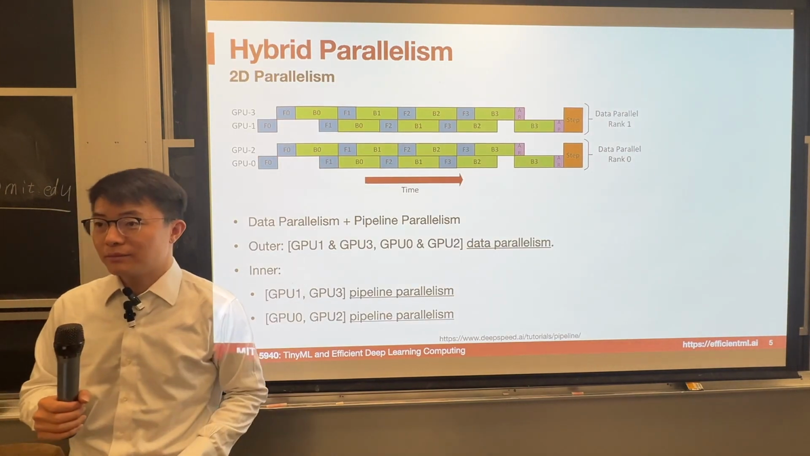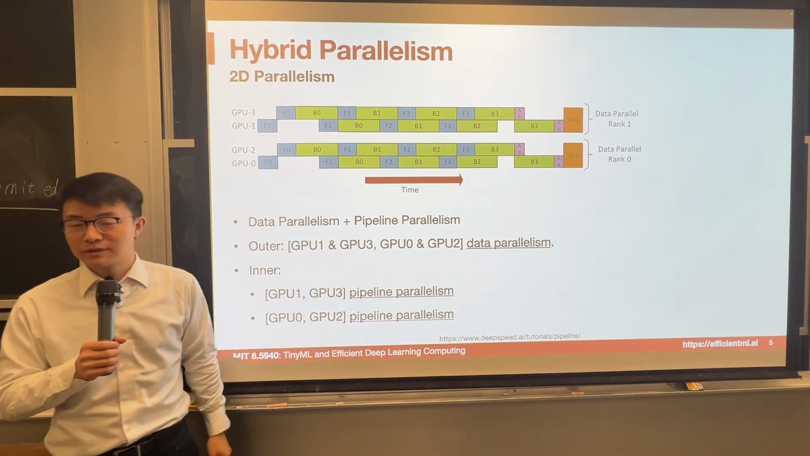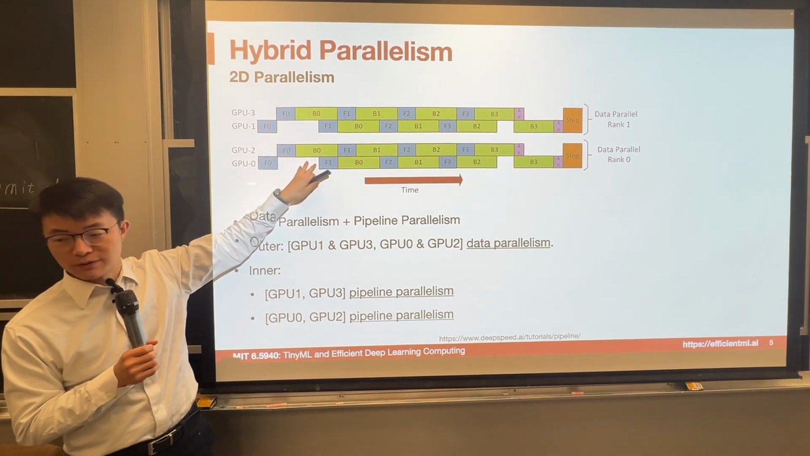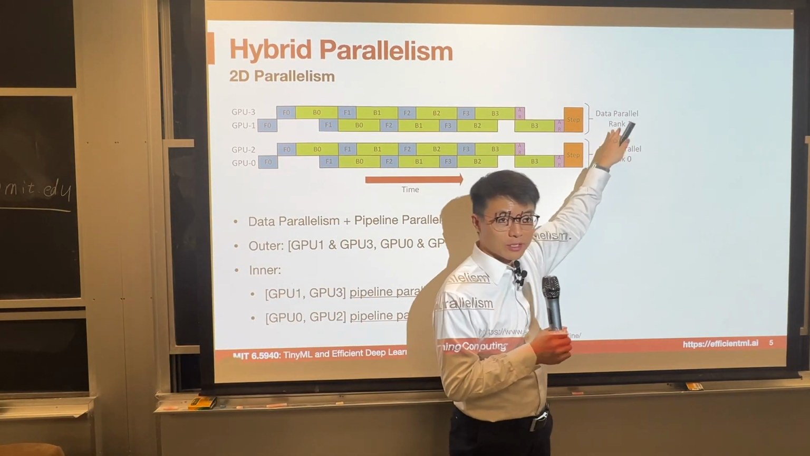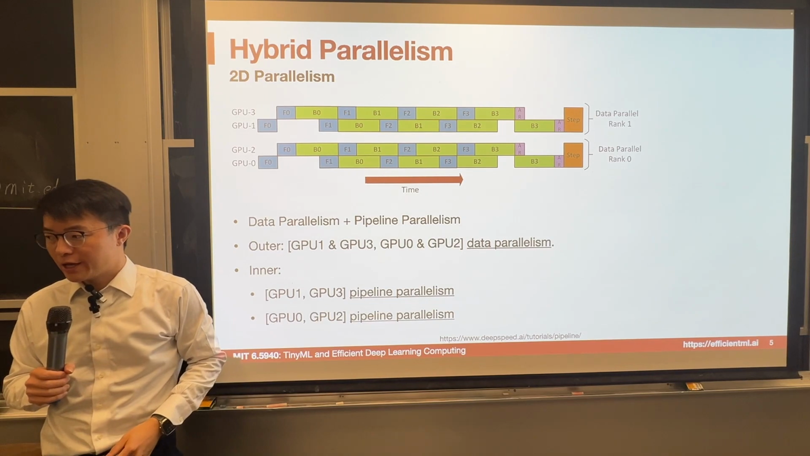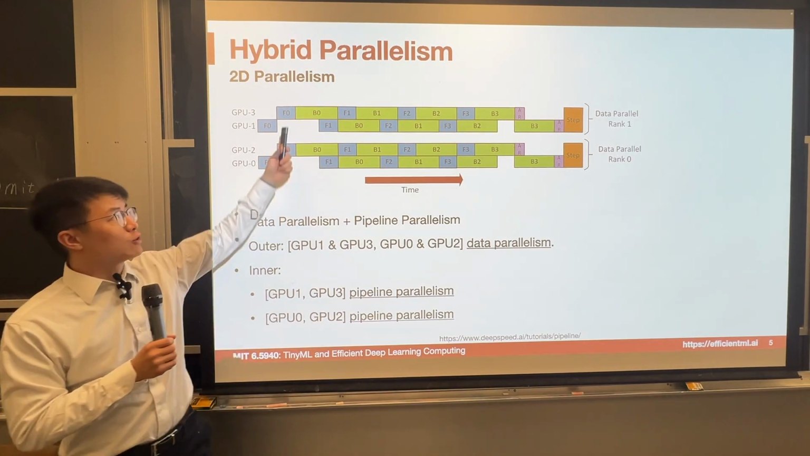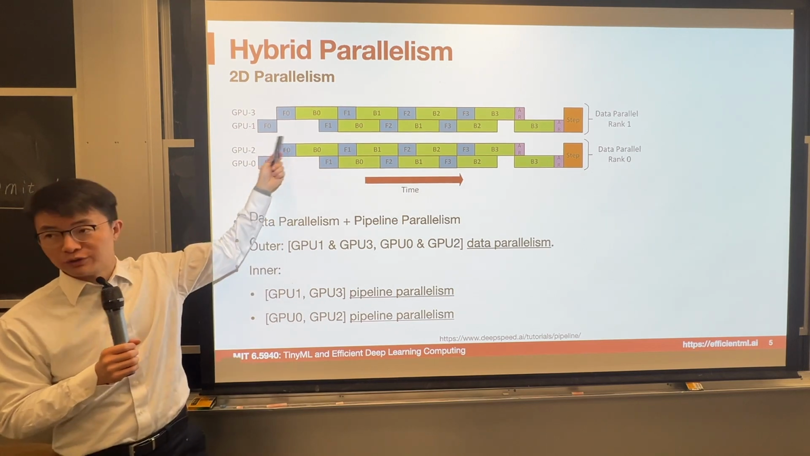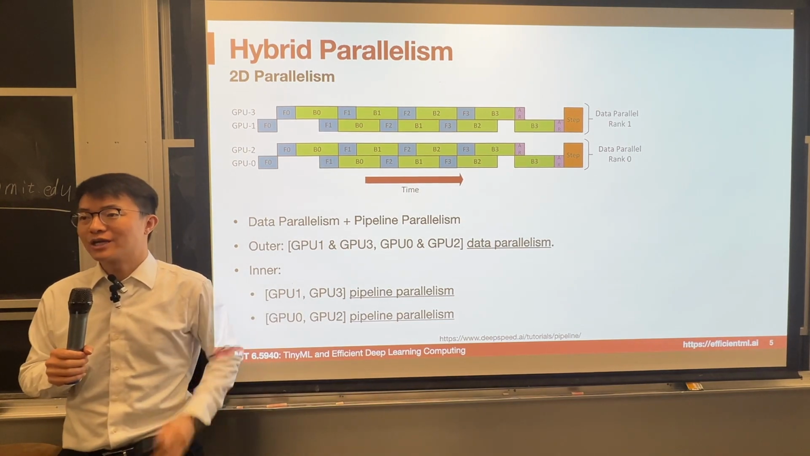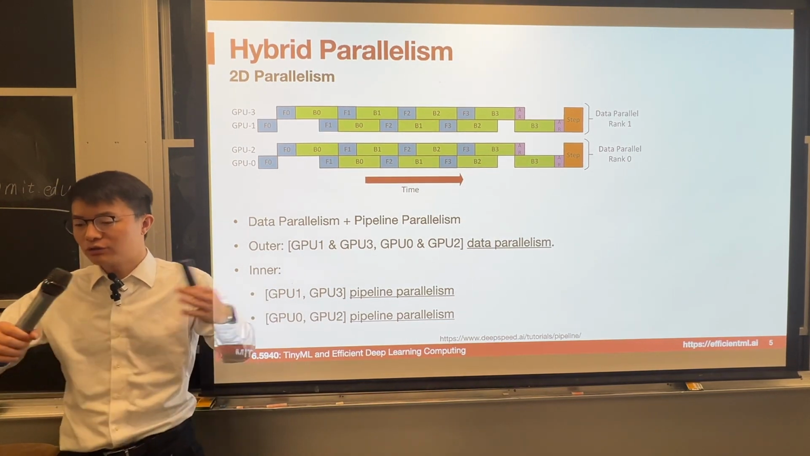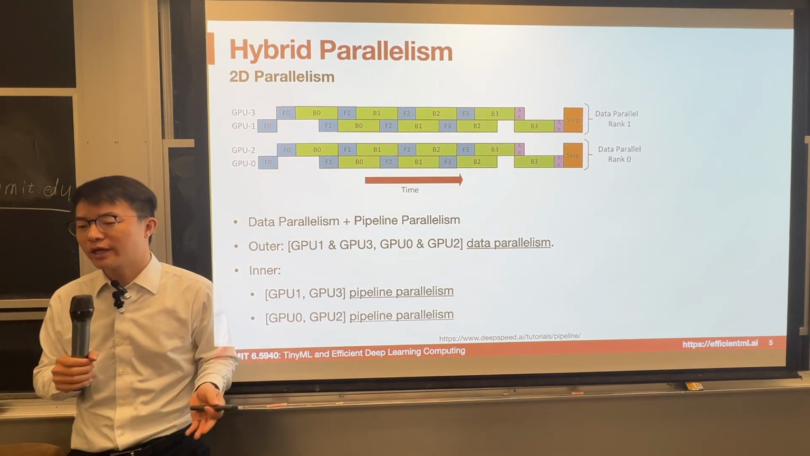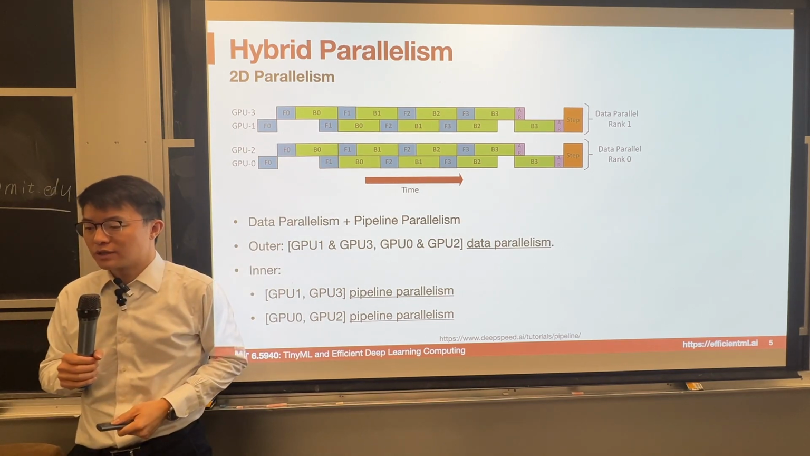We can also combine them, not just have 1 or 3, but combine them together. For example, in this case, in the outer side, this group of 2 GPUs and these 2 GPUs, we are using data parallelism. Okay? We are feeding different data to group 1 and also group 2. And even for the same group, we are using pipeline parallelism between these 2 GPUs, and also pipeline parallelism between these 2 GPUs. So these 4 GPUs, we assign them as 2 plus 2. Okay? Outer side is data parallelism, and inner side is pipeline parallelism. In this way, this is the 2D parallelism using this hybrid approach.